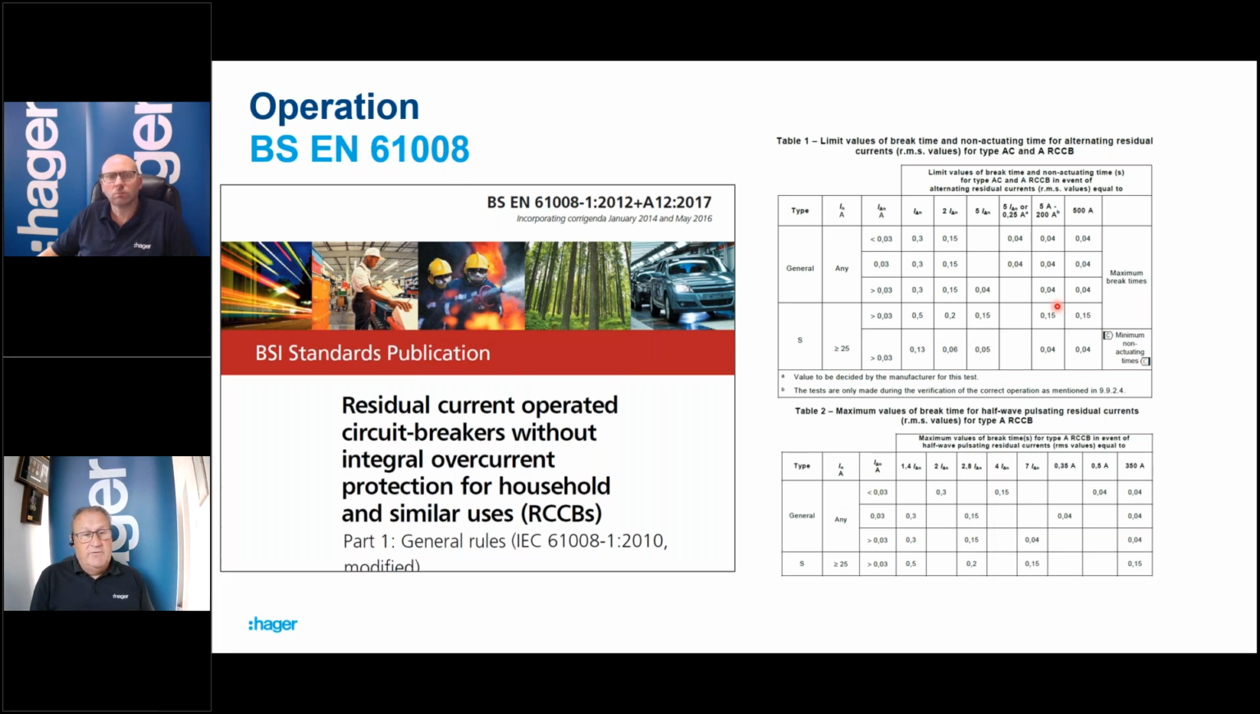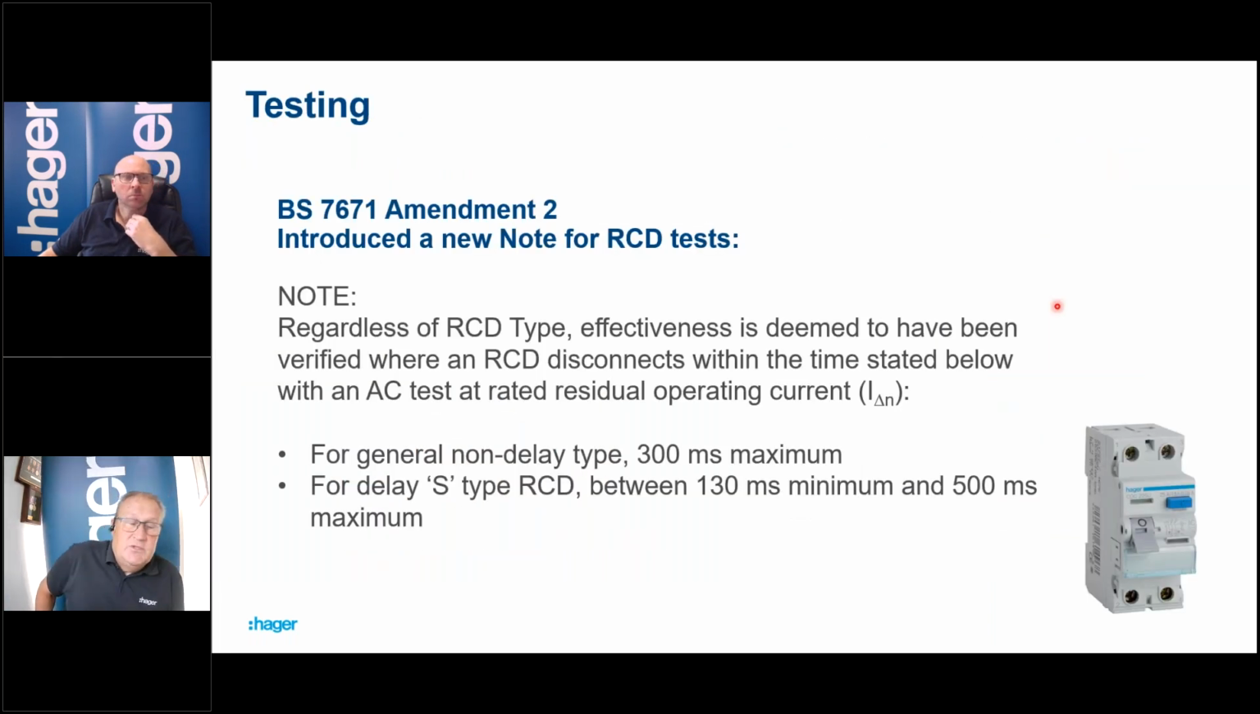Now, because of all this confusion, what we did was tidy up and make the RCD testing considerably easier. So in Amendment 2, we introduced these notes about testing RCDs. Regardless of the RCD type, doesn't matter if it's type AC, A, F or B, we would check the effectiveness of that RCD to be verified if it disconnects within these times.